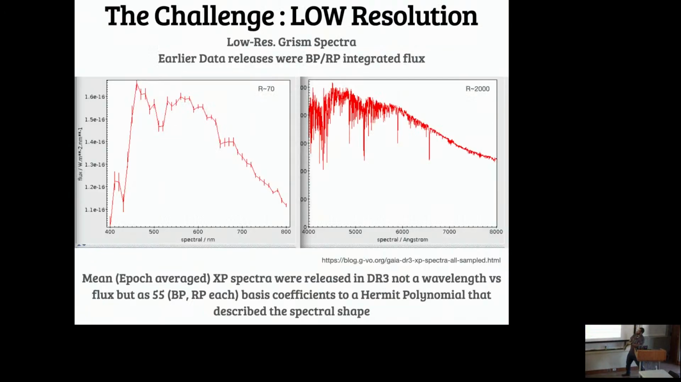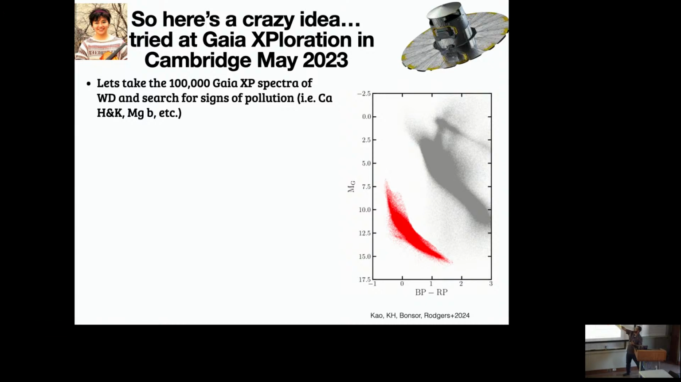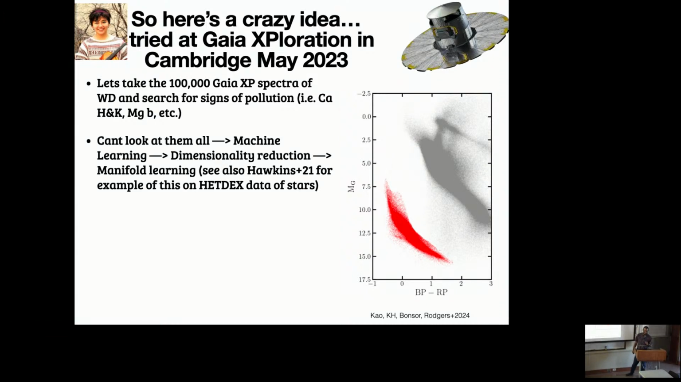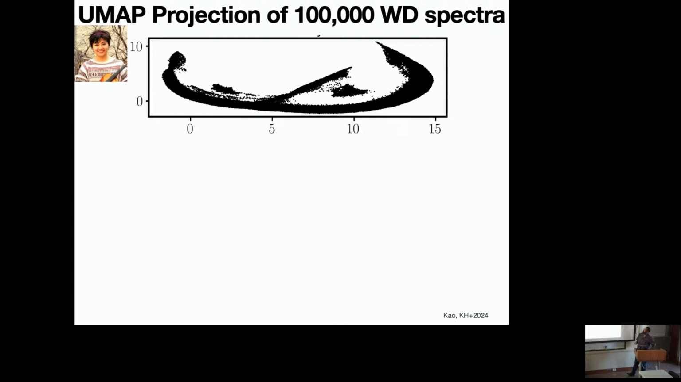And so the challenge is going from a spectrum like this, which is R of 2000, like the spectra in the previous slide, to this. This is an R of 70 spectrum from Gaia. And so we took all white dwarfs in the Gaia data set. We can't look at all the spectra, so we use a machine learning algorithm, particularly dimensionality reduction and manifold learning, UMAP specifically, to plot the spectra of all of these white dwarfs. And this is what a UMAP projection of all of those white dwarfs looks like.